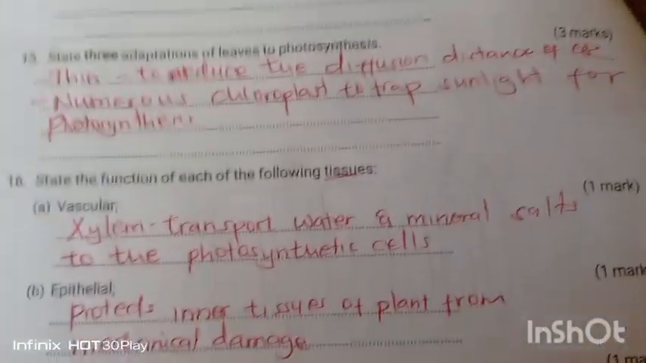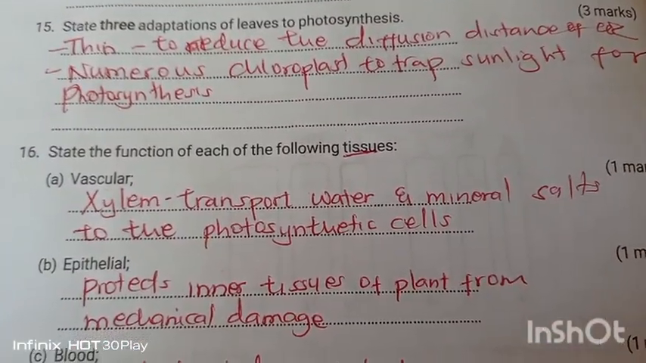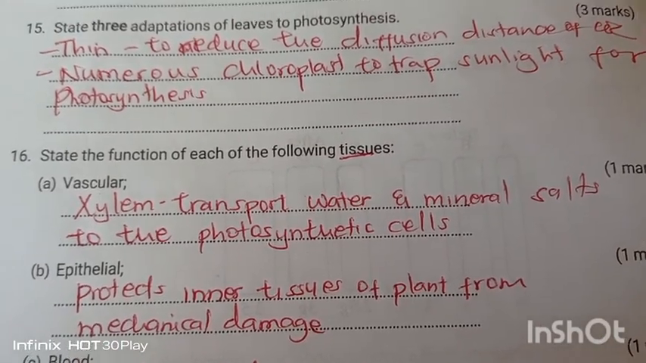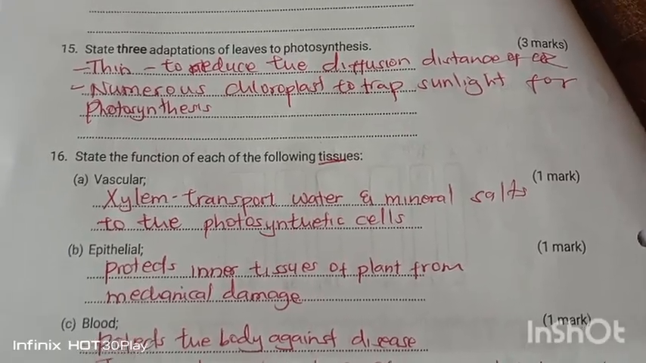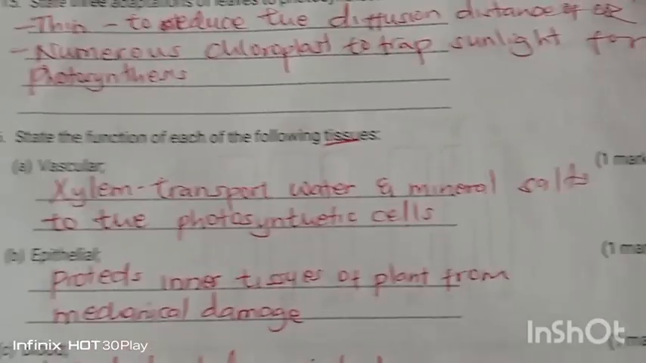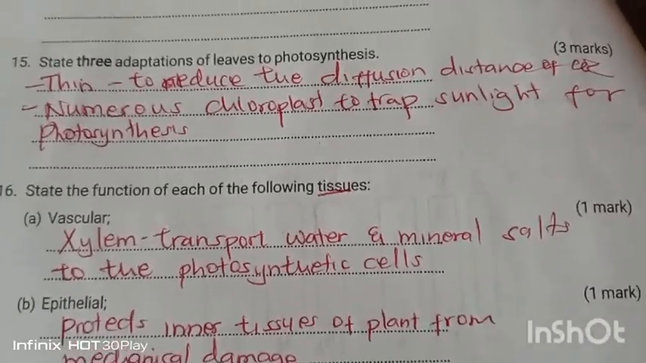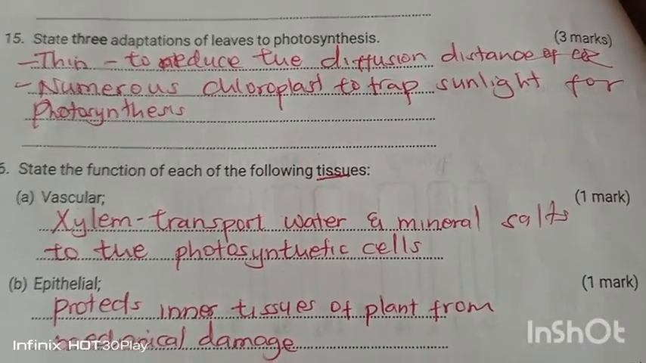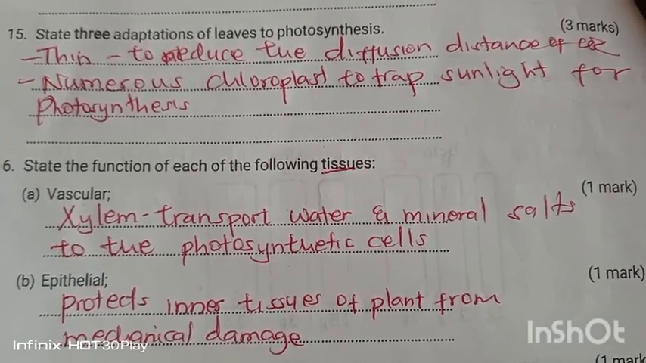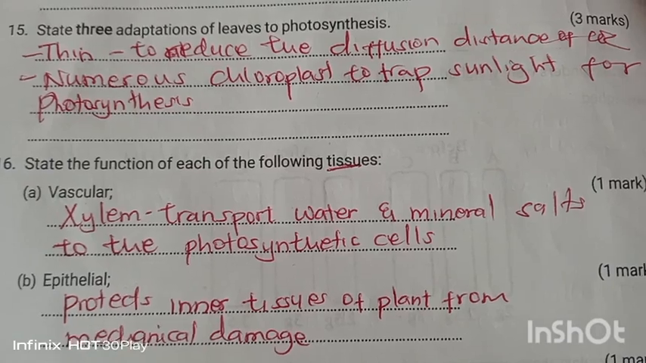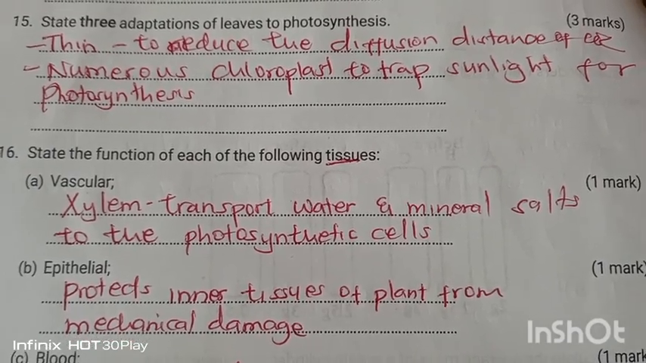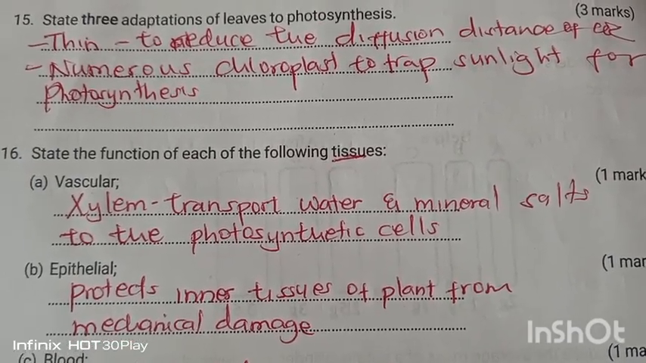State 3 adaptations of the leaf for photosynthesis. The leaves are thin to reduce the diffusion distance for the gases, and also to allow sunlight to penetrate through. They have numerous chloroplasts to trap sunlight for photosynthesis.